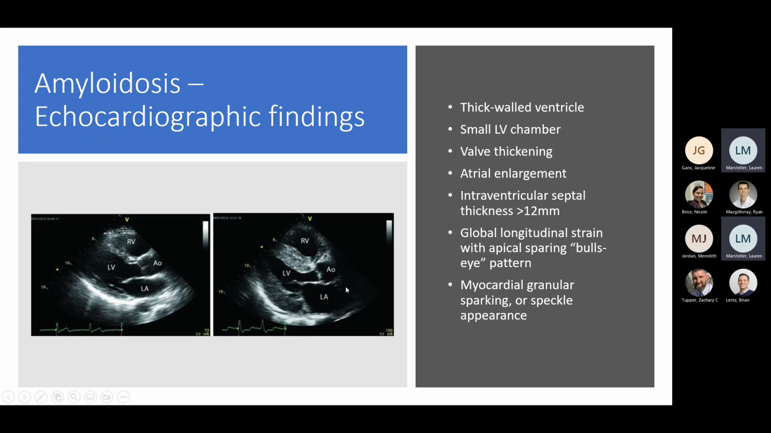And when we get echoes for patients that either have or we suspect amyloid, we often want to get strain imaging, and that's when the patient bears down. What we see that's diagnostic for amyloid is that the apex is spared. That may be reported as a cherry on top pattern or a bullseye pattern.